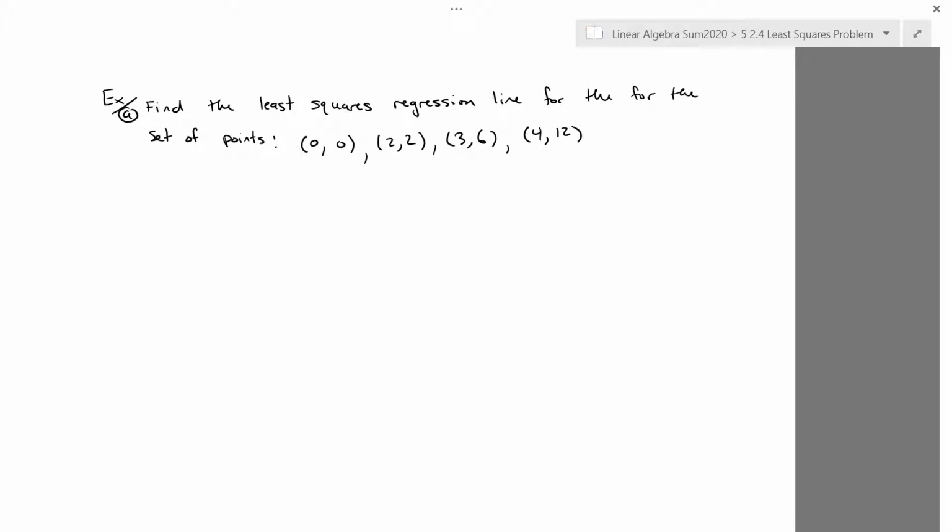Okay, so we're gonna apply the procedure discussed in the previous page to finding the least squares regression line for this given set of points. Okay, so because we want to find a regression line, our model should be the general equation for a line, right? So a0 plus a1 times x.